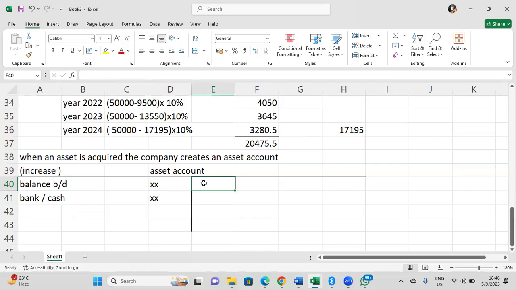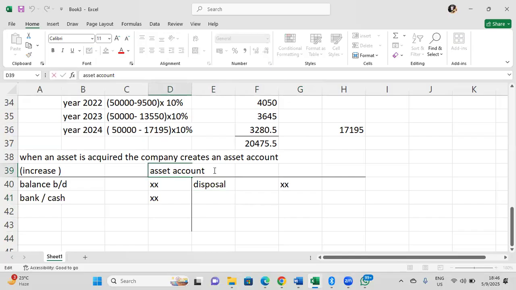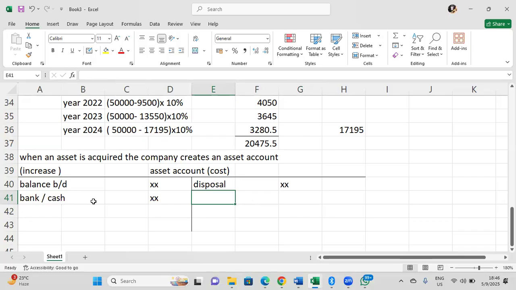Then on the credit side, we call it disposal. Disposal, these are the assets we sold. In fact, the asset account can be prepared at cost. So the balance BD is the cost of assets we had at the start of the period. The bank is the cost of the assets we acquired. Disposal is the asset we sold, at its cost.